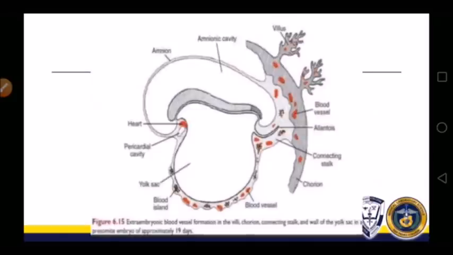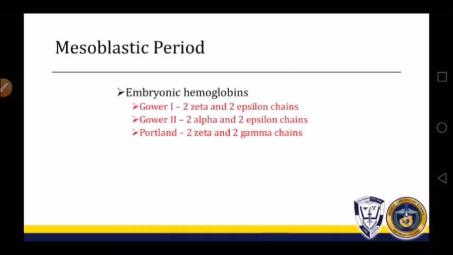Another difference between the primitive erythroblasts and the erythrocytes we produce now is that they contain different hemoglobin. Primitive erythroblasts contain embryonic hemoglobins. There are 3 embryonic hemoglobins: Gower 1, Gower 2, and Portland. Gower 1 contains 2 zeta chains and 2 epsilon chains. Gower 2 contains 2 alpha and 2 epsilon chains. Portland contains 2 zeta and 2 gamma chains.